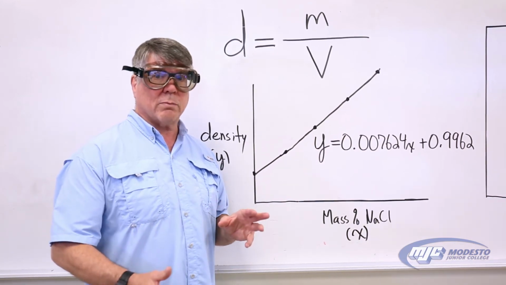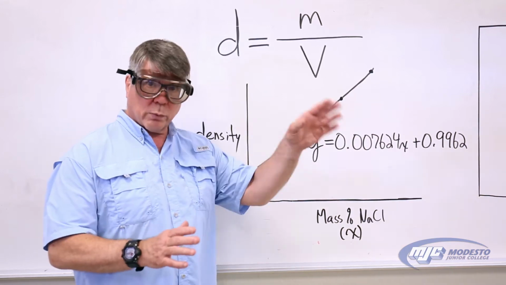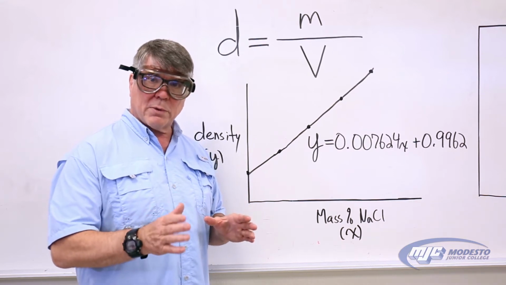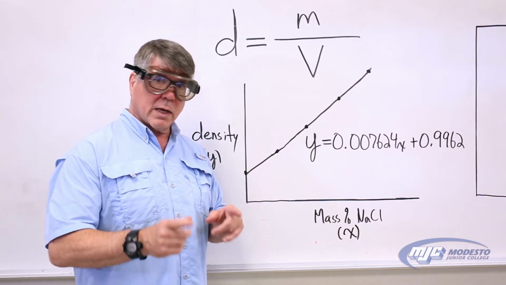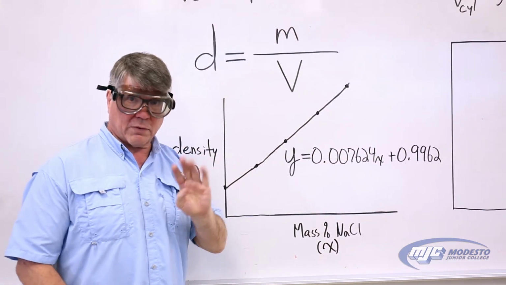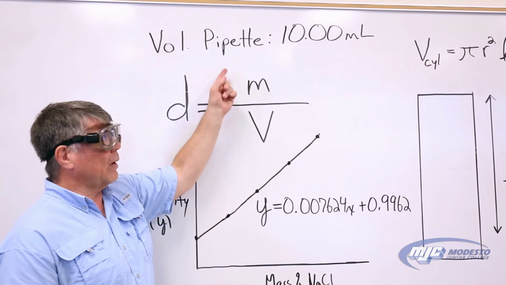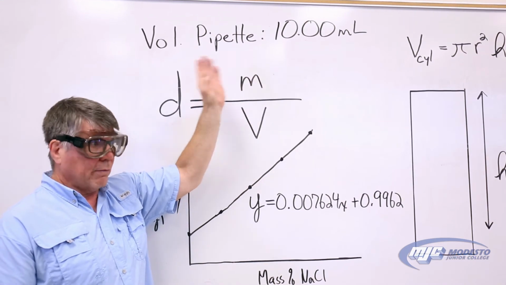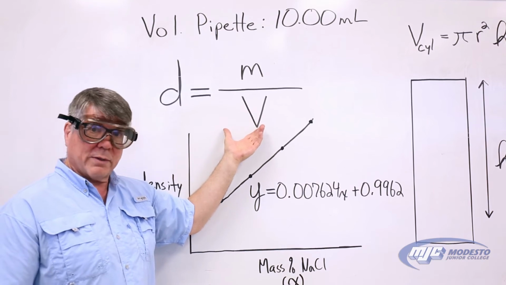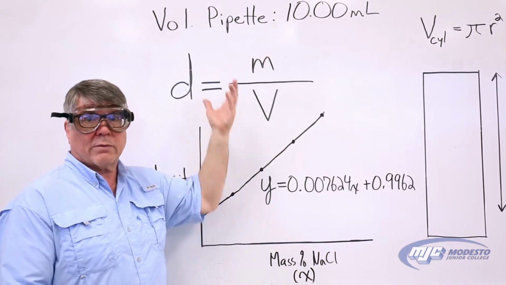Volume's easy for this part too, because we're going to use a volumetric pipette, which I'll show you how to use when we get over there to the experiment, to measure out 10.00 milliliters of the unknown salt solution. And that's important. For the volumetric pipette, it's 4 significant figures, 10.00 milliliters. So that's what we measure out. And we're going to do it 3 times, and every time the volume's going to be 10.00 milliliters. So now, the bottom part's easy, and we just weigh the mass on the balance of that 10.00 milliliters. Now we have the top part.